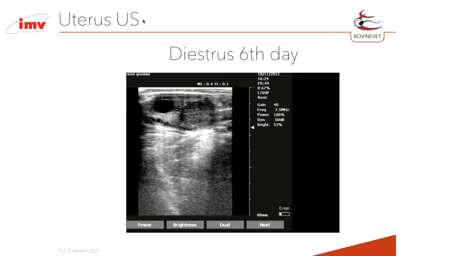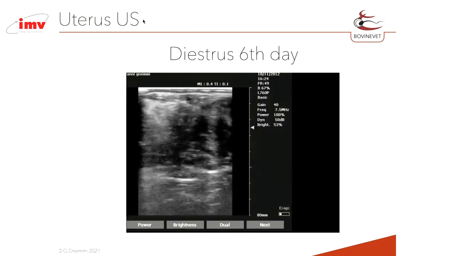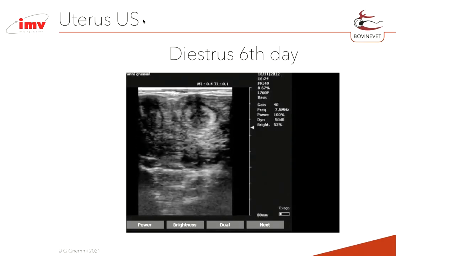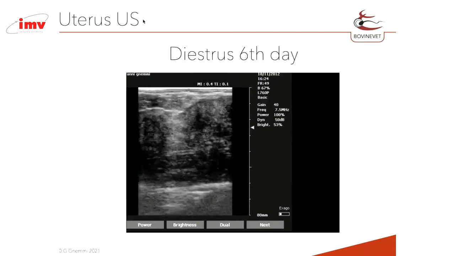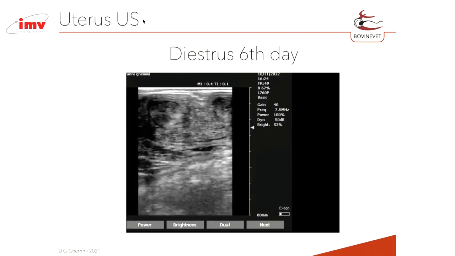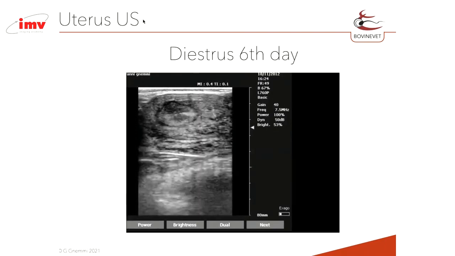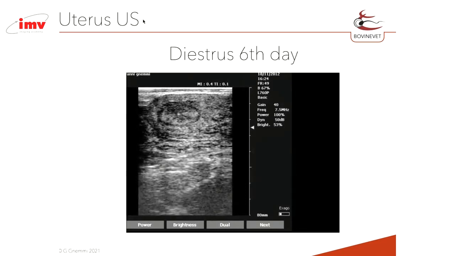18, 20 megahertz. Now I am showing movies of a diestrus at 6 days. You see that we have a dominant follicle. We have seen the dominant follicle around 12 millimeters, and you can see in this cross section of the uterus that myometrium and endometrium have similar thickness and similar echogenicity.